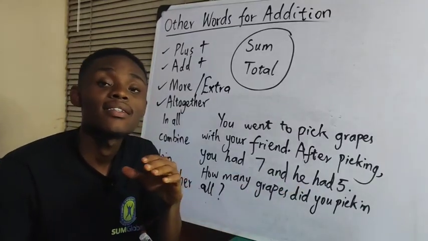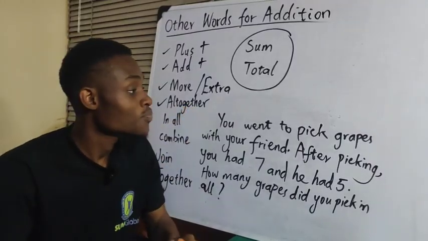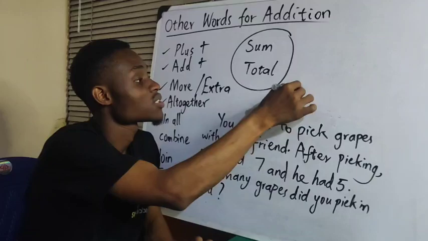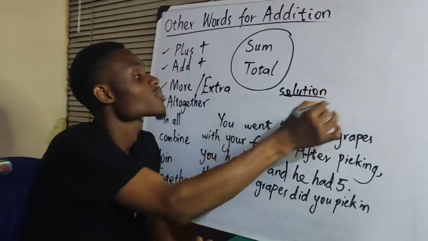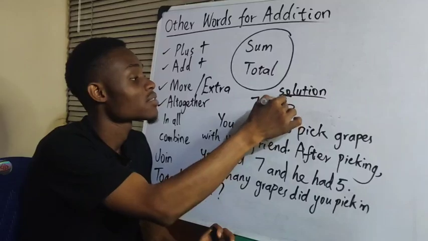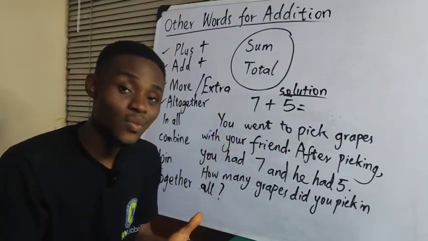So in all says all together, okay? Just like the last one, all together. So now let me solve here. Solution. So you picked 7 and he picked 5. So in all means we are going to put everything together.